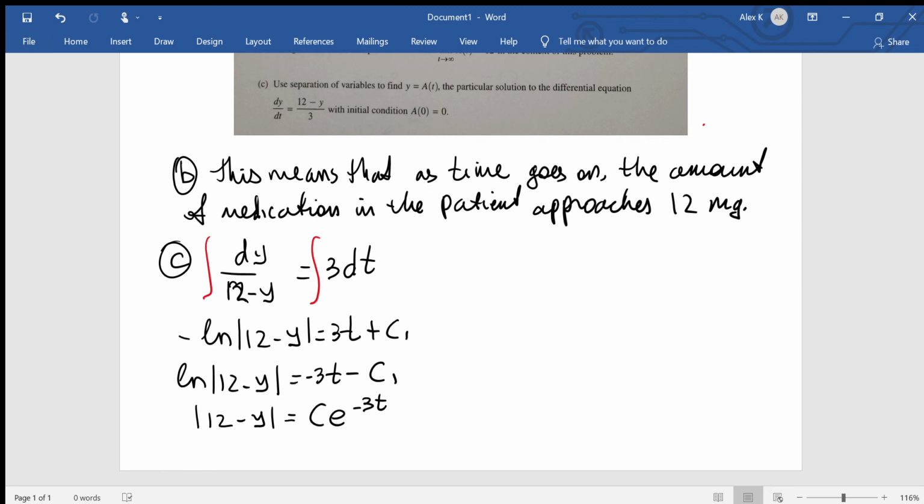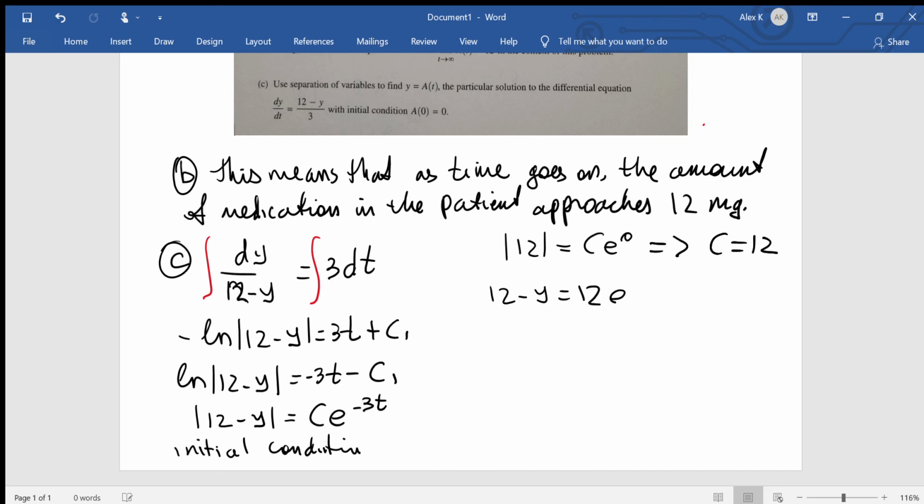Now we can use the initial condition, which is (0, 0). So that means that the absolute value of 12 equals c times e to the power 0, which effectively means that c is 12. So we don't need the absolute value anymore because the values are going to be positive. So we can drop that. So 12 minus y equals 12e to the negative 3t. And we can rewrite that for y. So y equals 12 minus 12e to the negative 3t. Okay, and that's all.